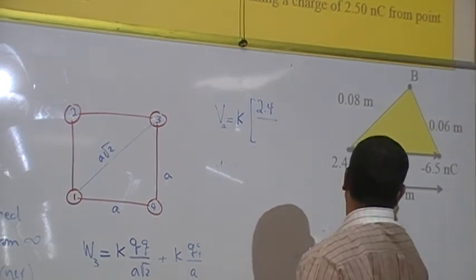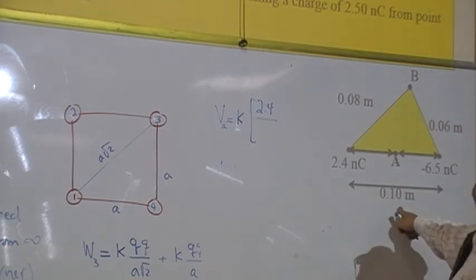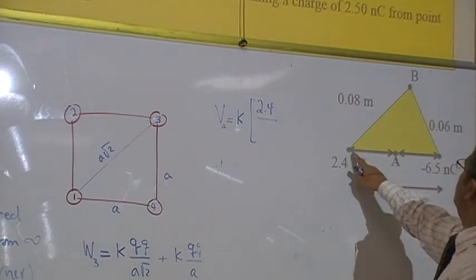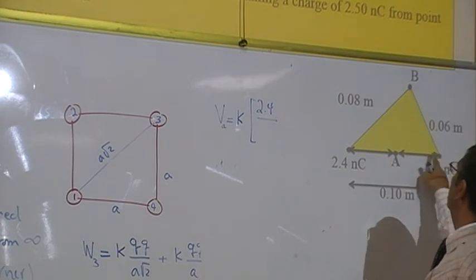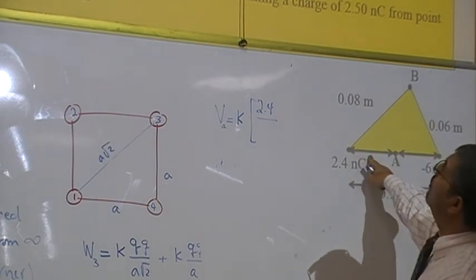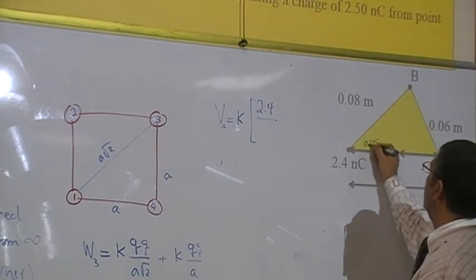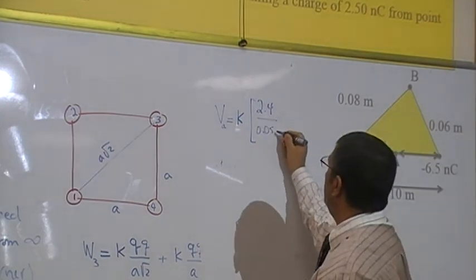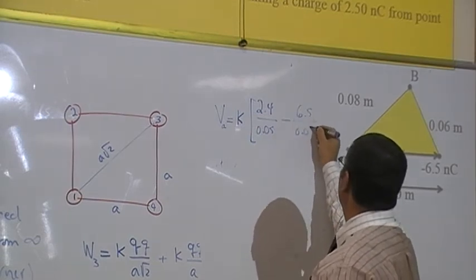And then the distance. He told me that the two charges are 0.1 apart. B is located 0.6 from one of them. And A is at the midpoint, so that's going to be 0.05, because it's midway. Okay, in meters. So this will be 2.4 divided by 0.05 minus 6.5 divided by 0.05.